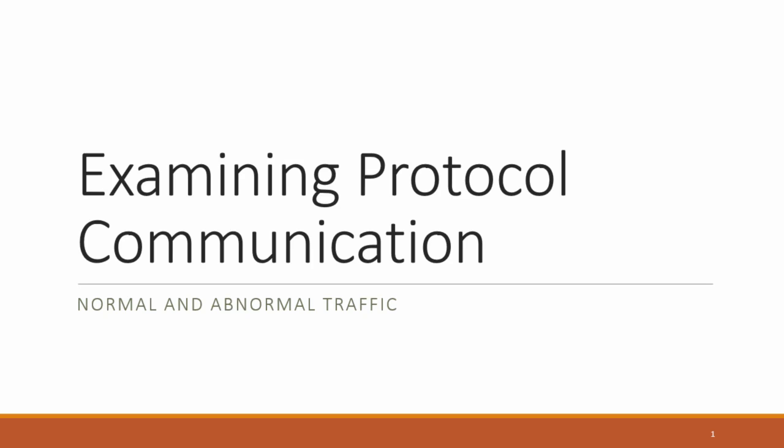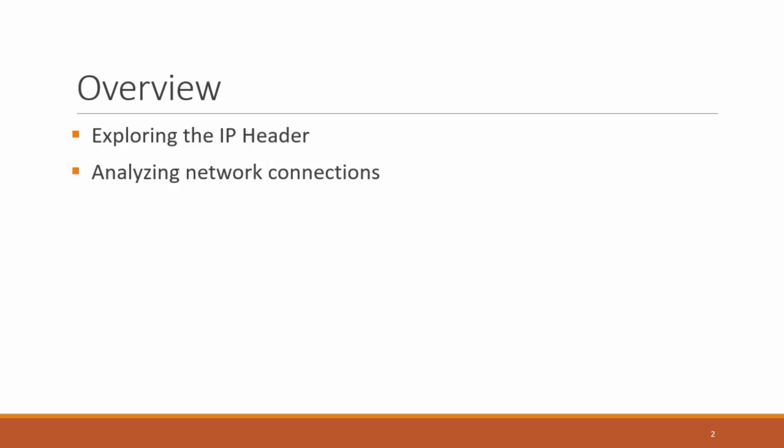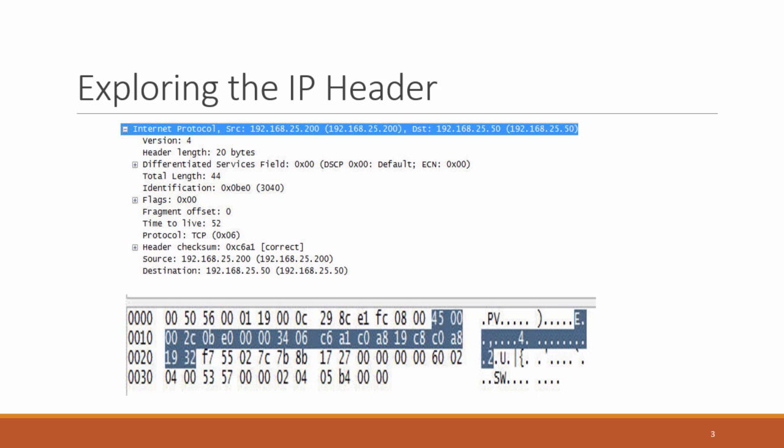In this module, we will examine protocol communication to include normal and abnormal traffic. So what we're going to do is cover the following: exploring the IP header and analyzing network connections. What happens when we connect and send data back and forth in a network?